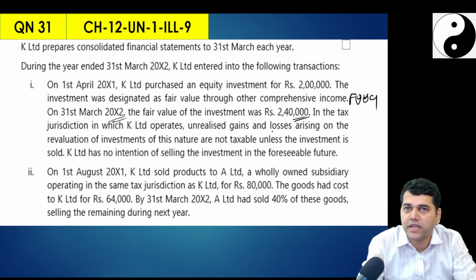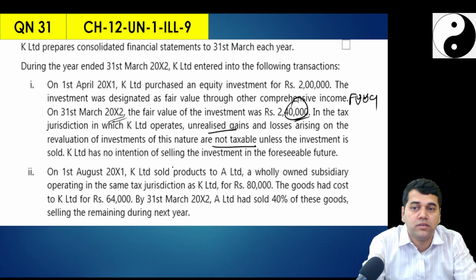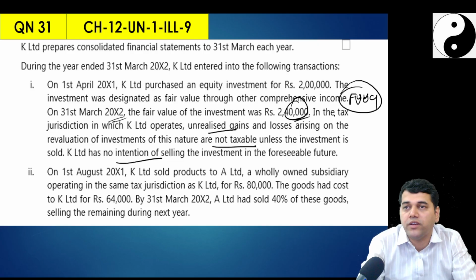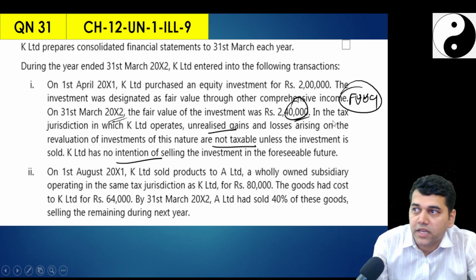So you must have passed one accounting entry: Investment to OCI income. In the tax jurisdiction in which they operate, the unrealized gain, because this 40,000 is an unrealized gain on the revaluation, is not taxable unless you sell it. But you don't have any intention to sell in the future. That's why you classified it at FVOCI. But one day or the other you are going to sell it.